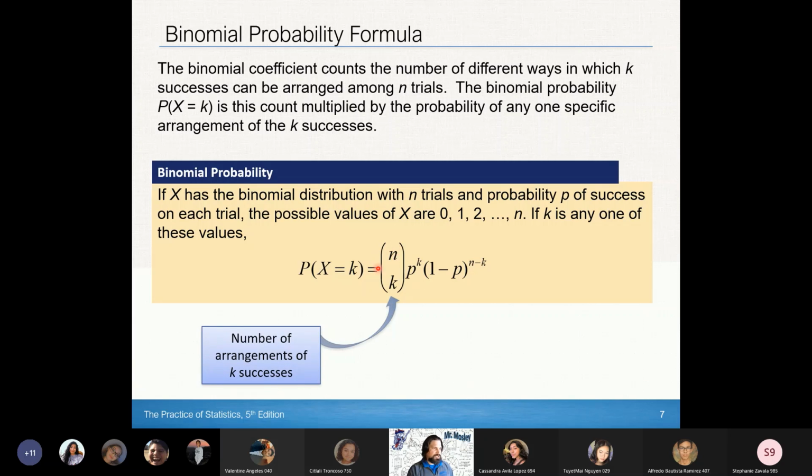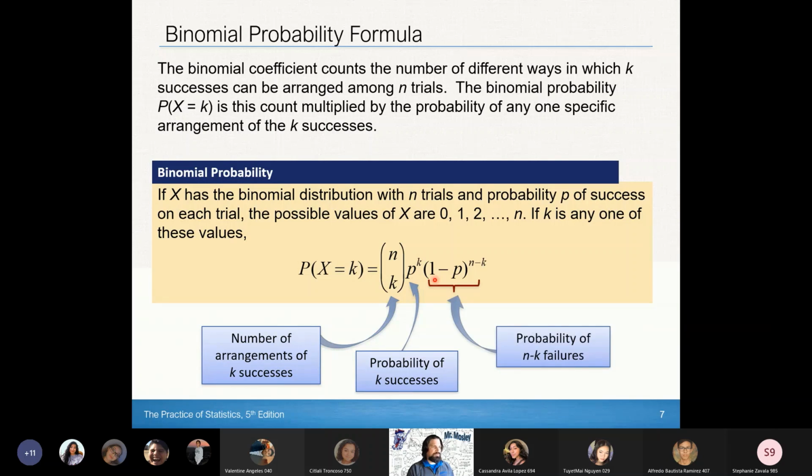So again, n choose k represents the number of arrangements of k successes in n trials. This calculation represents the probability of k successes happening. And we multiply by the probability of n minus k failures, or the amount of failures.